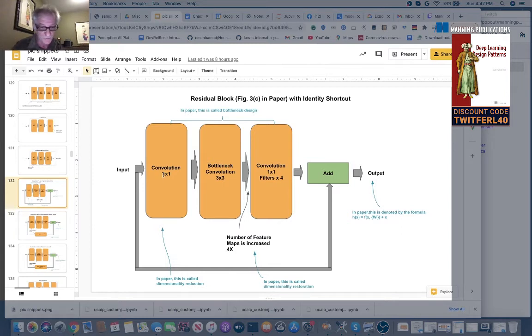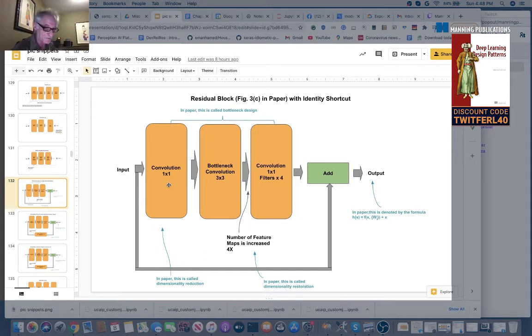So they do a 1x1 convolution for dimensionality reduction, then do the 3x3 convolution on that reduced dimensionality space, and then a restoration step, a 1x1 convolution to restore the dimensionality back to what it was at the input.